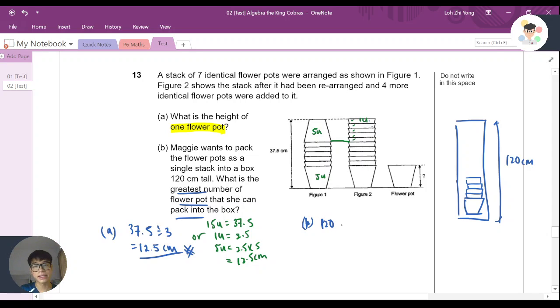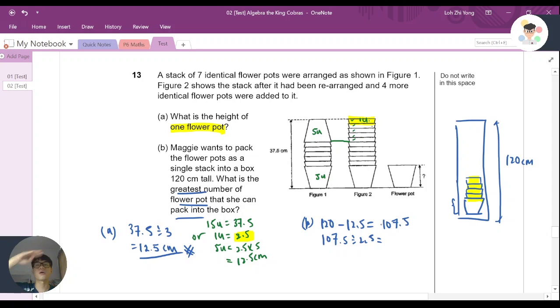So first you need to know that 120 basically is the height of the box. The first thing is you need to minus away the flower pot, meaning the one flower pot. So I'll be minusing 12.5, which gives me 107.5. All of this now, the rest will be the stack on top one. And I know the stack on top one is how long? It's 2.5 cm. So what I need to do is divide 107.5 by 2.5.